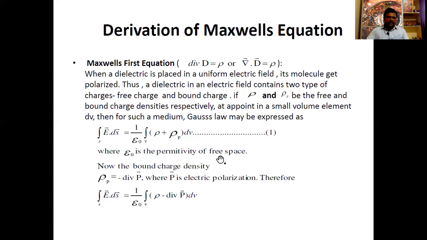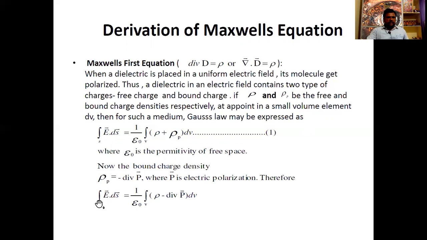We have already discussed that rho is the conventional free charge and rho p is the charge density because of bound charge, and epsilon naught is the permittivity of free space. Now the bound charge density can be written as rho p is equal to minus divergence of P bar, where P is the electric polarization.